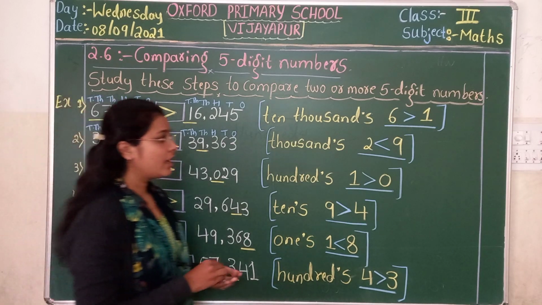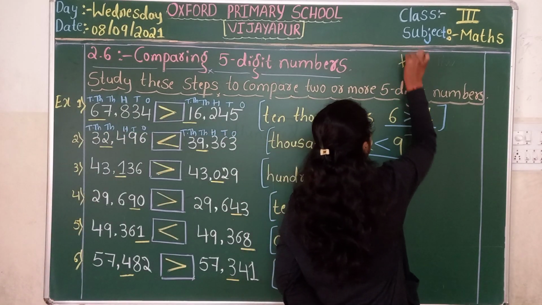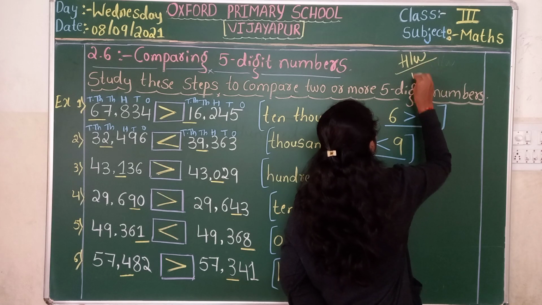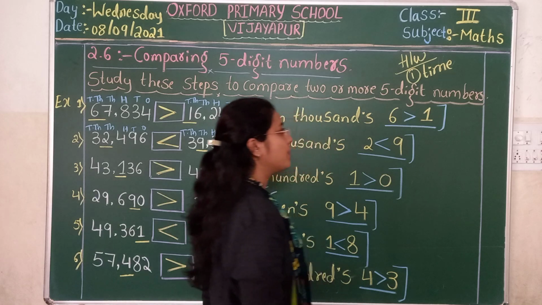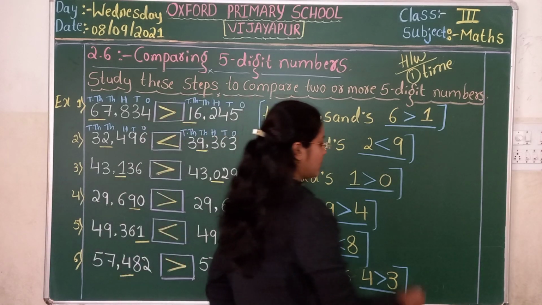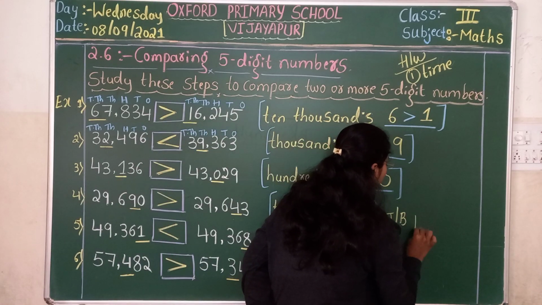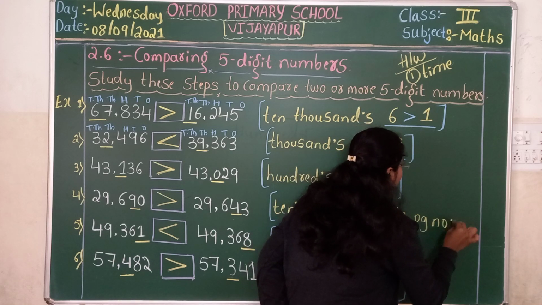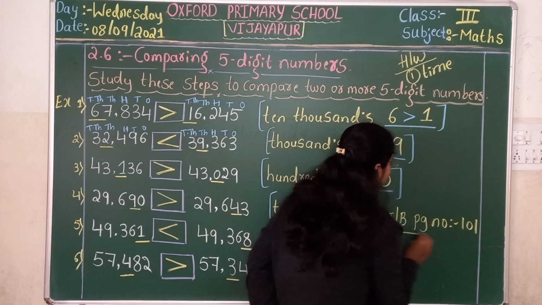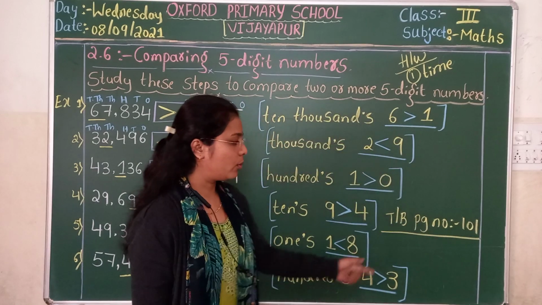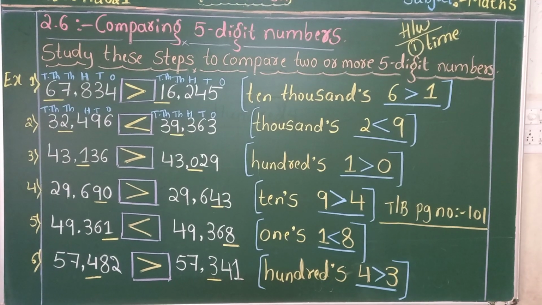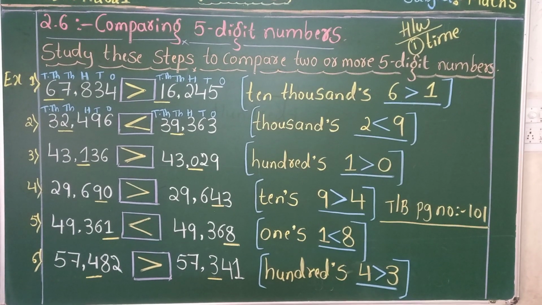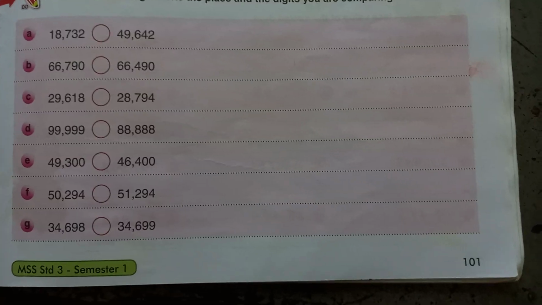What's your homework? At first, very neatly, you have to copy these examples down in a notebook one time. Afterwards we will see some more examples in the textbook, in page number 101. So children, at first copy it down, then open the textbook, page number 101.